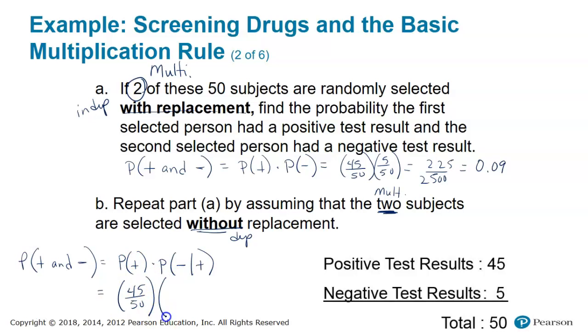But when I go to look at the negatives, the first time I made the selection, I picked a positive. So I still have 5 negatives, but I only have 49 total to pick from. Okay. So that gives me 225 over 2450, or 0.0918. Okay. So it really depends on how you treat these as far as being independent and dependent, as far as how you set these up for the multiplication rule.